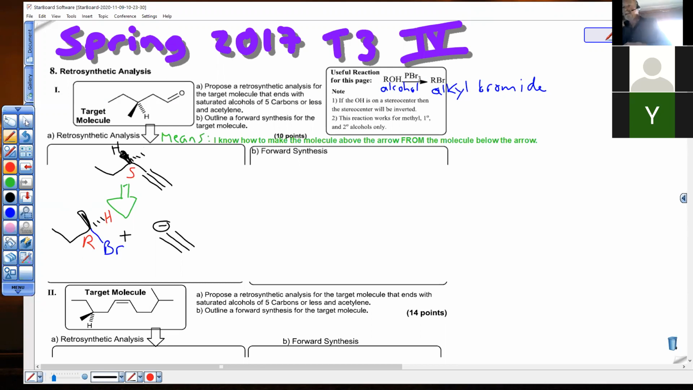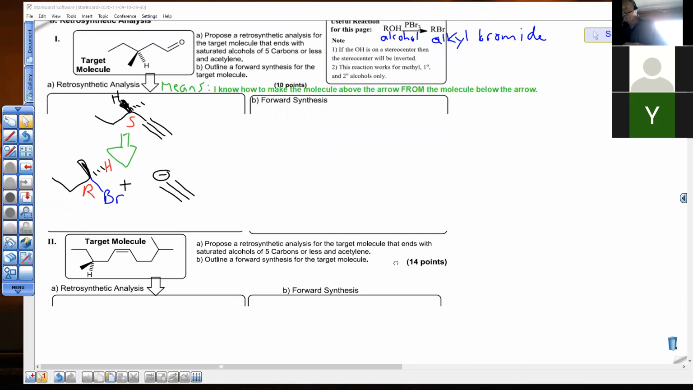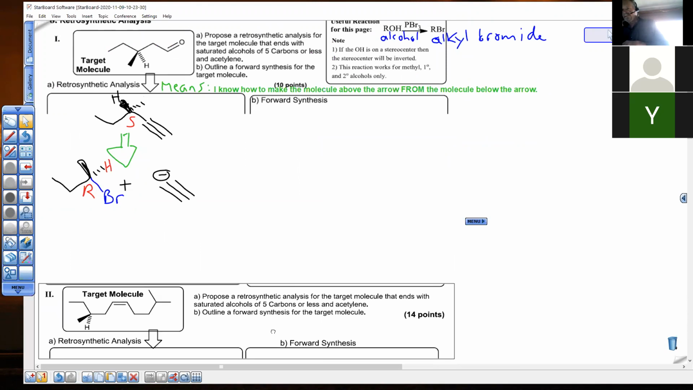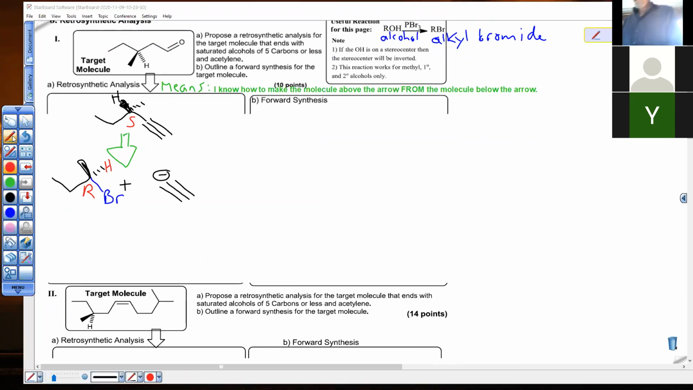And I want to make these words always true, so I'm always going to be going down here. The green arrows mean the same thing every time. And yes, this is like a new language right now. Nobody's comfortable right now. There's lots of times in this course where that happens, right? What is this stuff? I know how to make this molecule. I know how to make the molecule above the arrow, this one, from whatever I draw down here. And you better use my useful information up here. And you better say it's from an alcohol, because I know how to make an alkyl bromide from an alcohol.